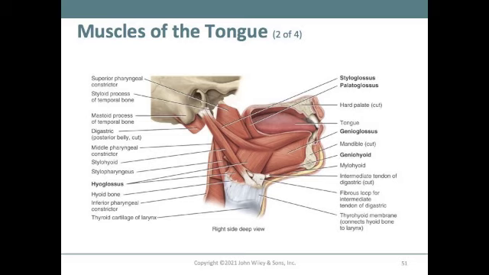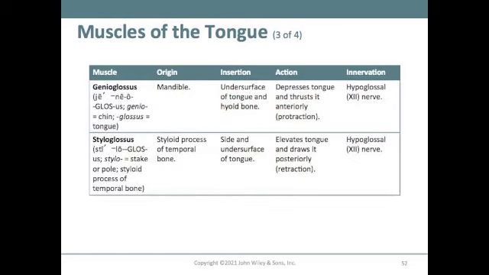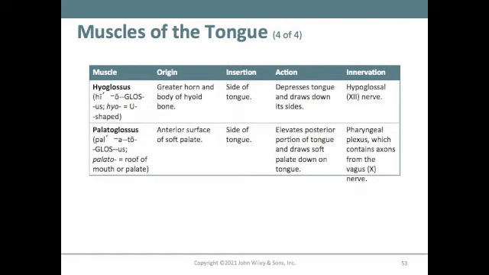Figures. Oh, yeah, 11.7 on page 361. Again, the same table that we've been talking about with all of the different muscle origin, insertion, action, and innervation. Very useful stuff. I'll let you study that on your own.